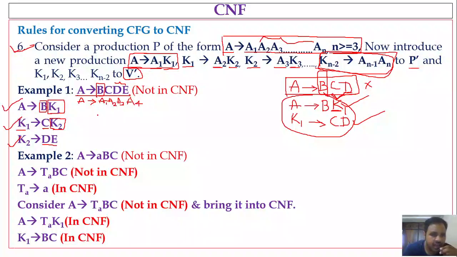Okay. Now let us check whether it is satisfying the rule or not. First thing we have written like this: A denotes B, which means A1. Okay.